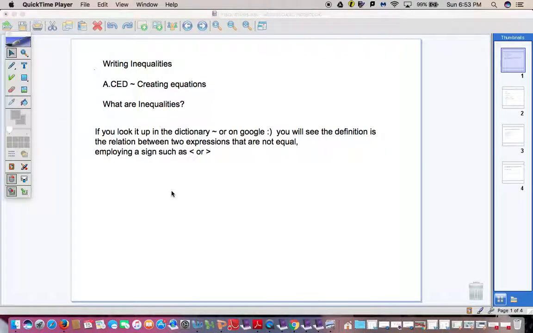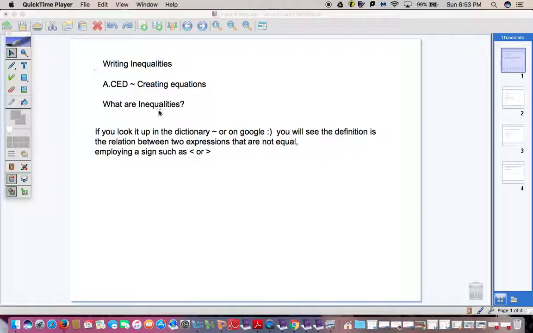Today we're going to talk about writing inequalities. And writing inequalities is a lot like writing equalities or equations. The standard that we're working on is still ACED, creating equations. And we need to talk about what inequalities are.